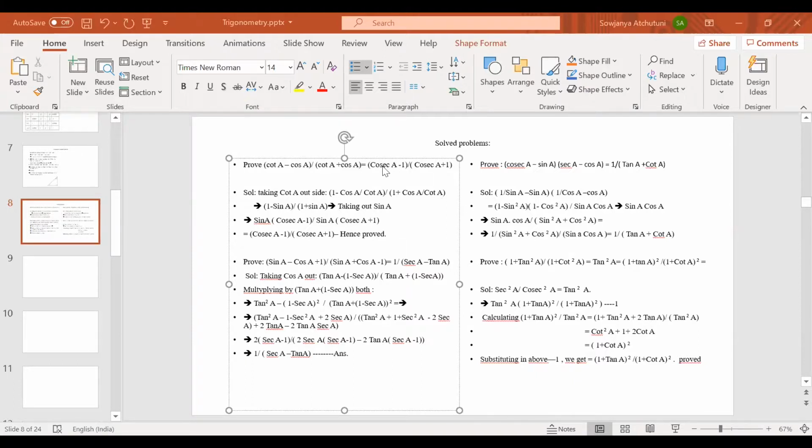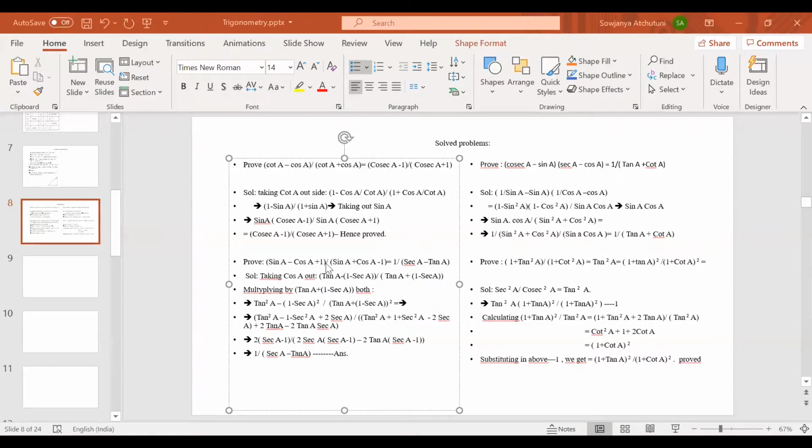But we are being asked in cosecant A. So we have to divide by sin A. So 1 by sin A is cosecant A. Sin A by sin A is 1. So this becomes cosecant A minus 1 by cosecant A plus 1. Hence proved. Let us see another problem.